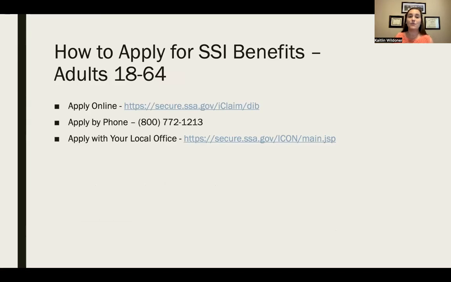Adults 18 to 64 can apply online, can apply by phone, and can apply with your local office in person, okay? That link right there that you can see for applying online, that is the online SSI application. That one actually might be for both SSI and SSDI.